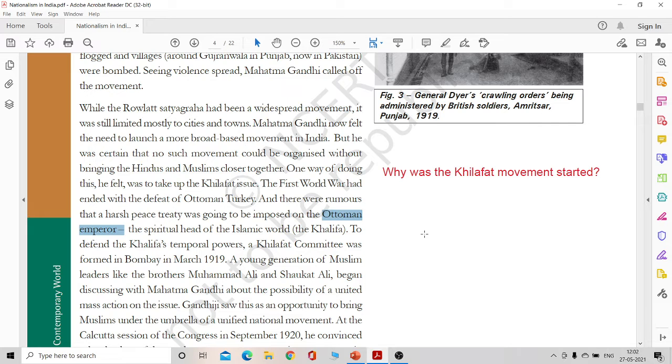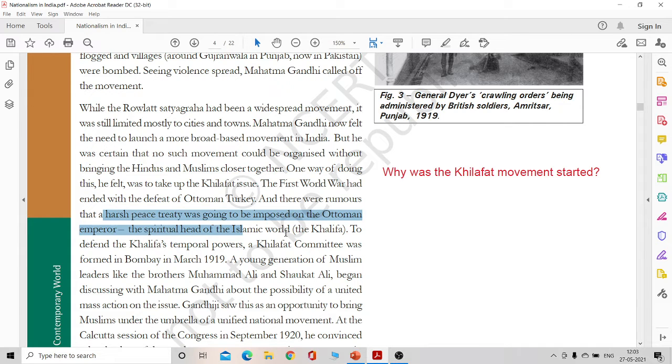So the Ottoman Emperor was not only the political head of the empire, of course, but he was the spiritual head of the Islamic world, something like the Christian Pope. So the Islamic equivalent is the Caliph or the Khalifa, right? And his powers were taken away, and there was a harsh peace treaty that was imposed on the Ottoman Empire, where the emperor had to let go of this post.